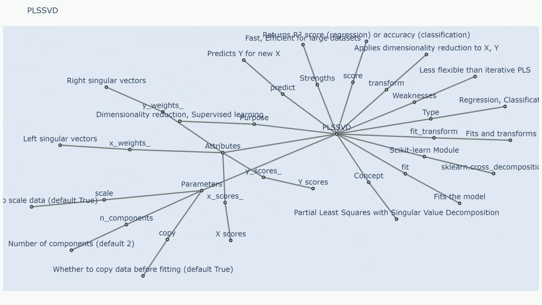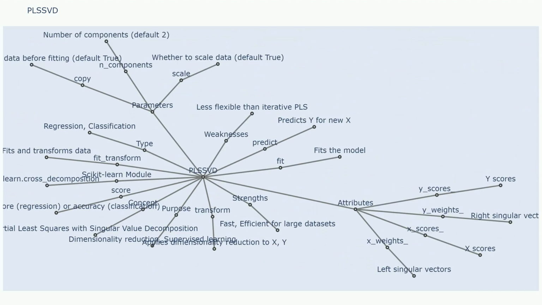Why use PLSSVD? 1. Handling collinearity. PLSSVD gracefully handles datasets where predictor variables are highly correlated, a common scenario in many real-world applications. This makes it ideal for situations where traditional regression methods struggle.